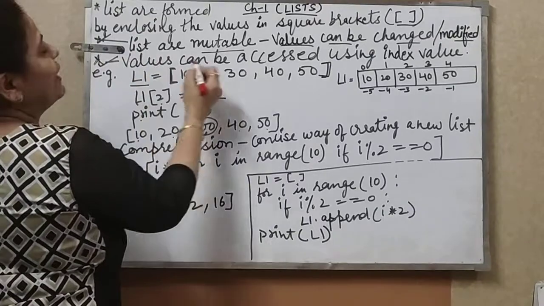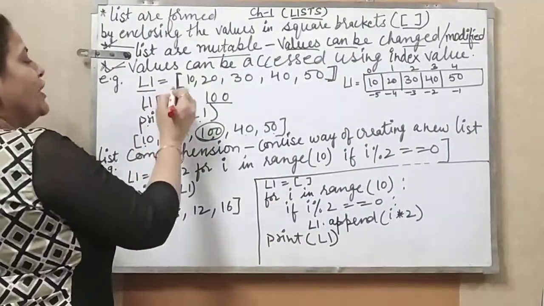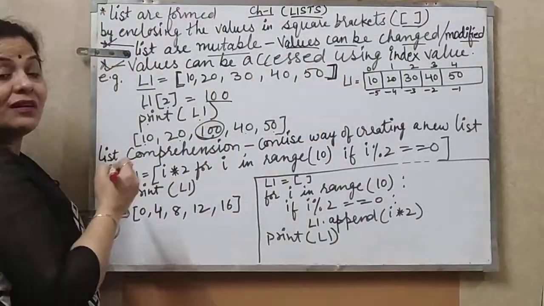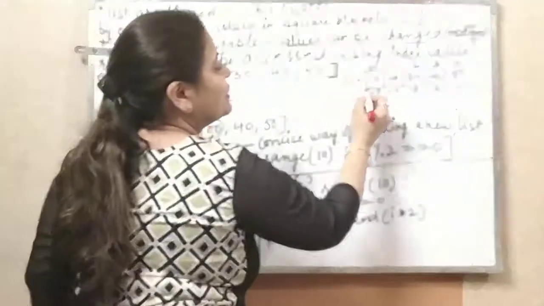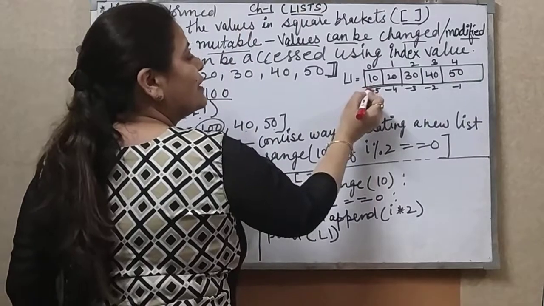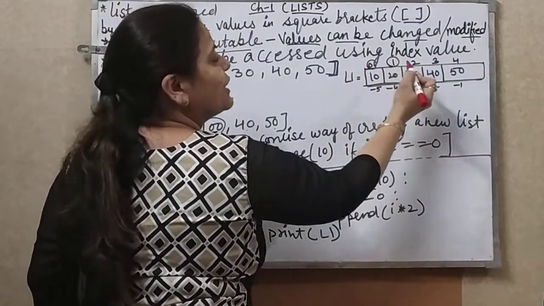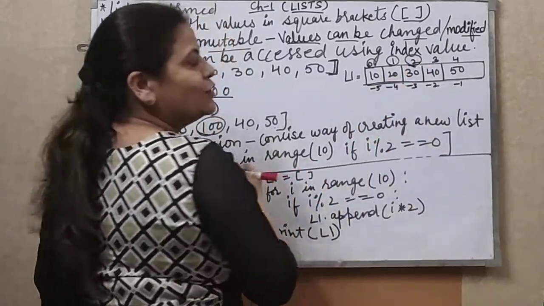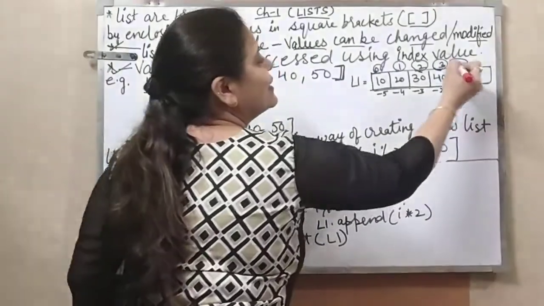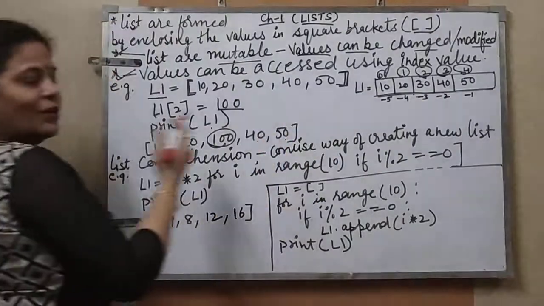Third one is values can be accessed using the index value. As we know, whenever we store the values separated by commas in a list or square brackets, then in the memory it stores the values like this: 10, 20, 30, 40, 50, where 10 gets the index value as 0, 20 gets the index value as 1, 30 gets the index value as 2, 40 gets the index value as 3, and 50 gets the index value as 4. And the negative index values are written from right to left.